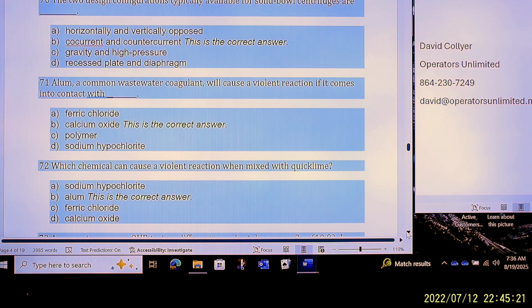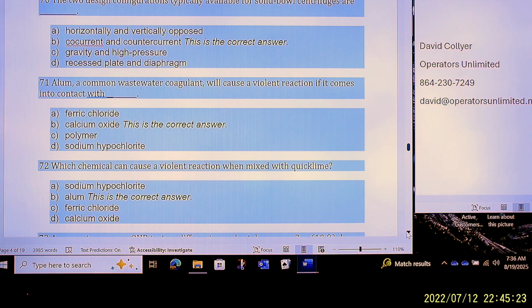70. The two design configurations typically available for solid bowl centrifuges are A, horizontally and vertically opposed, B, co-current and countercurrent, C, gravity and high pressure, D, recessed plate and diaphragm. The answer to 70 is B, co-current and countercurrent.